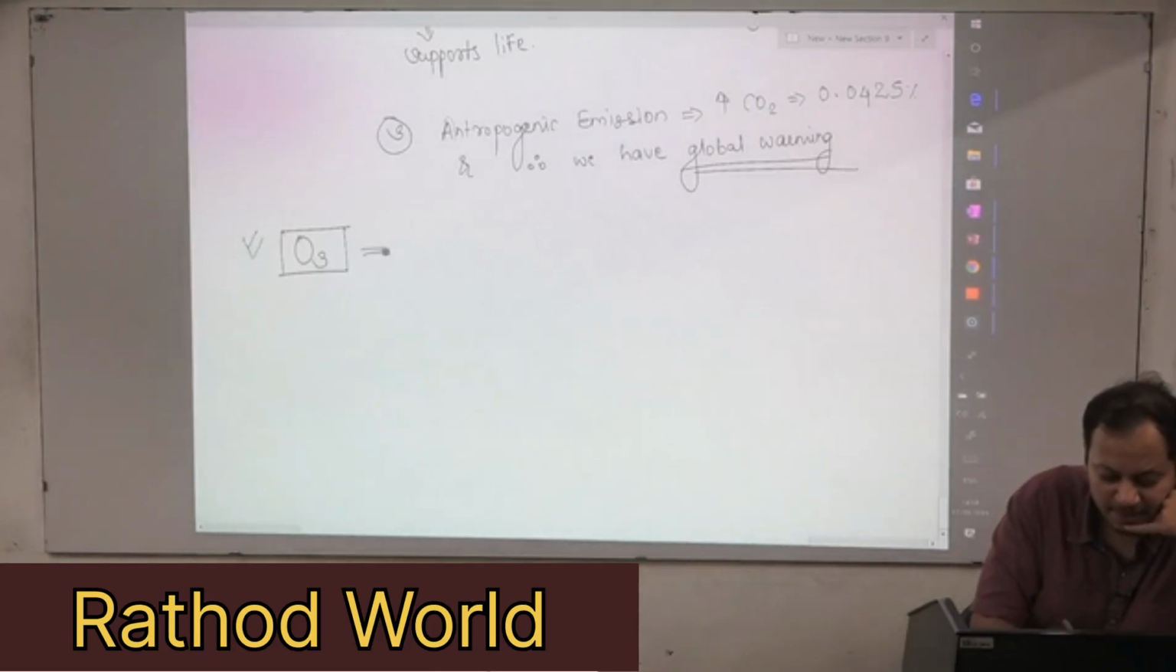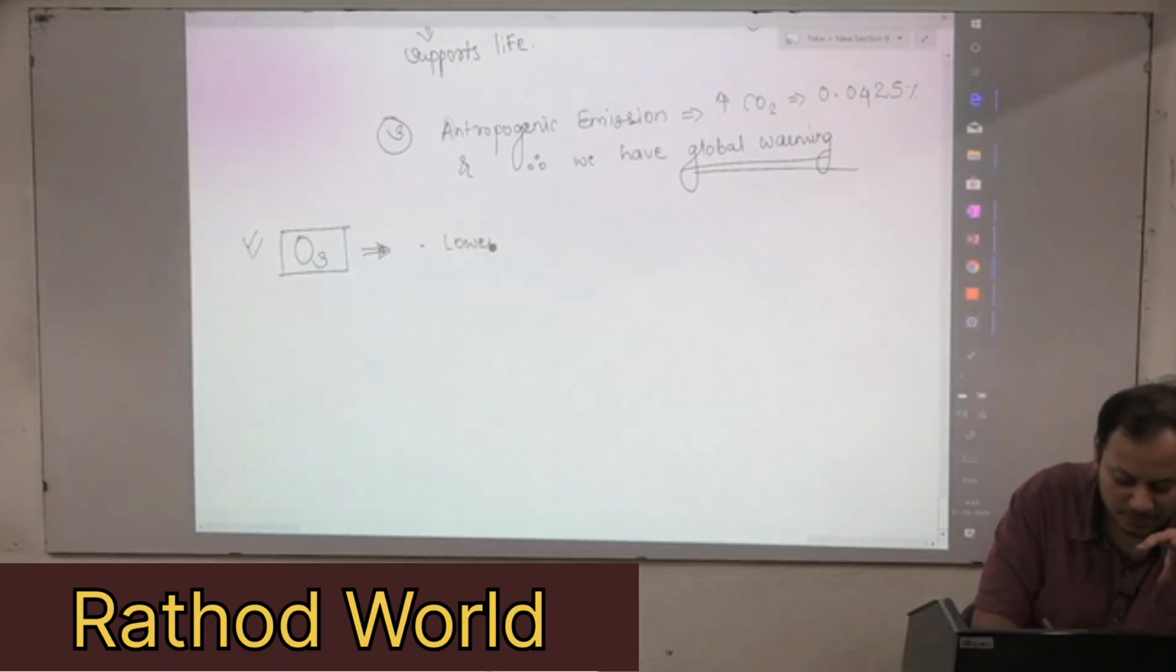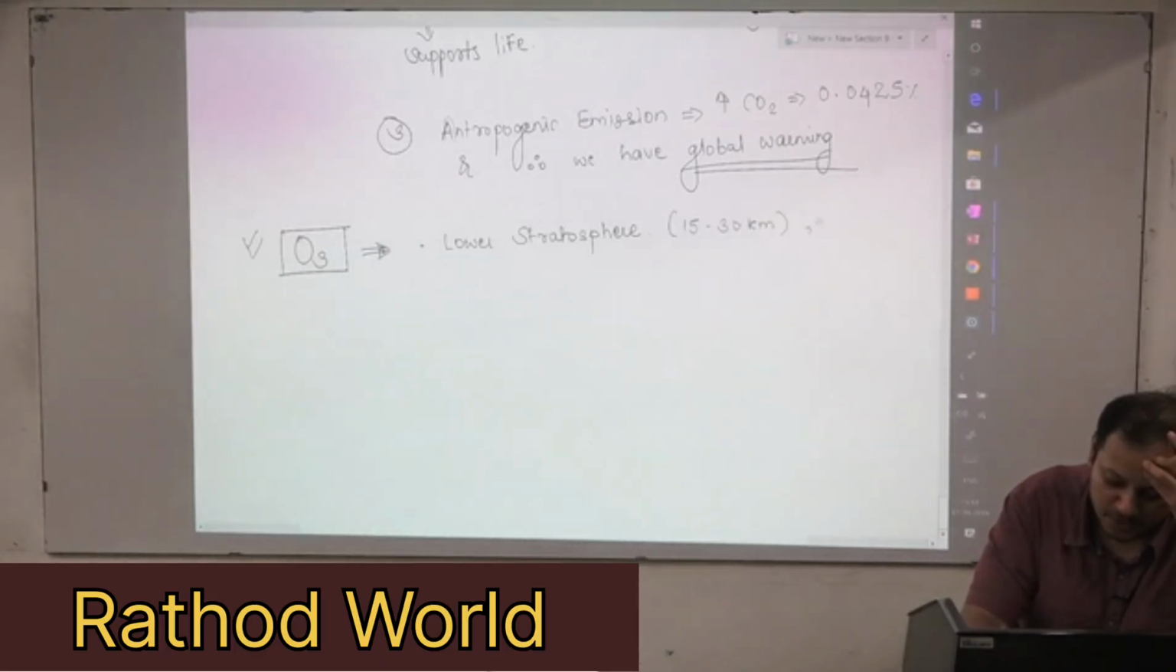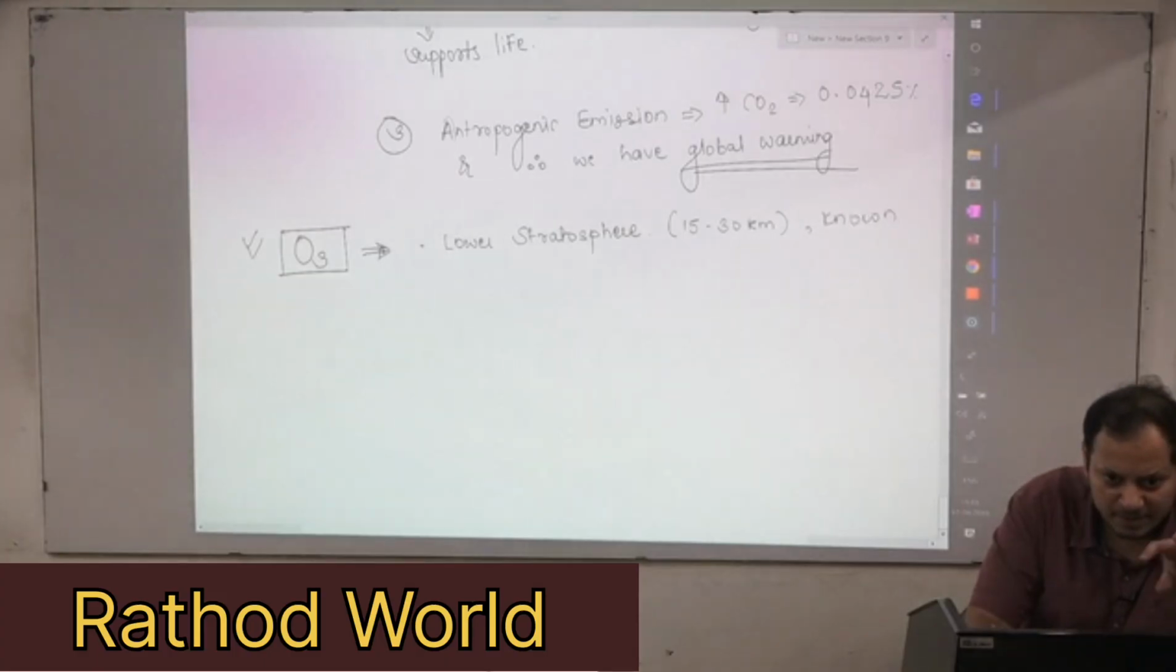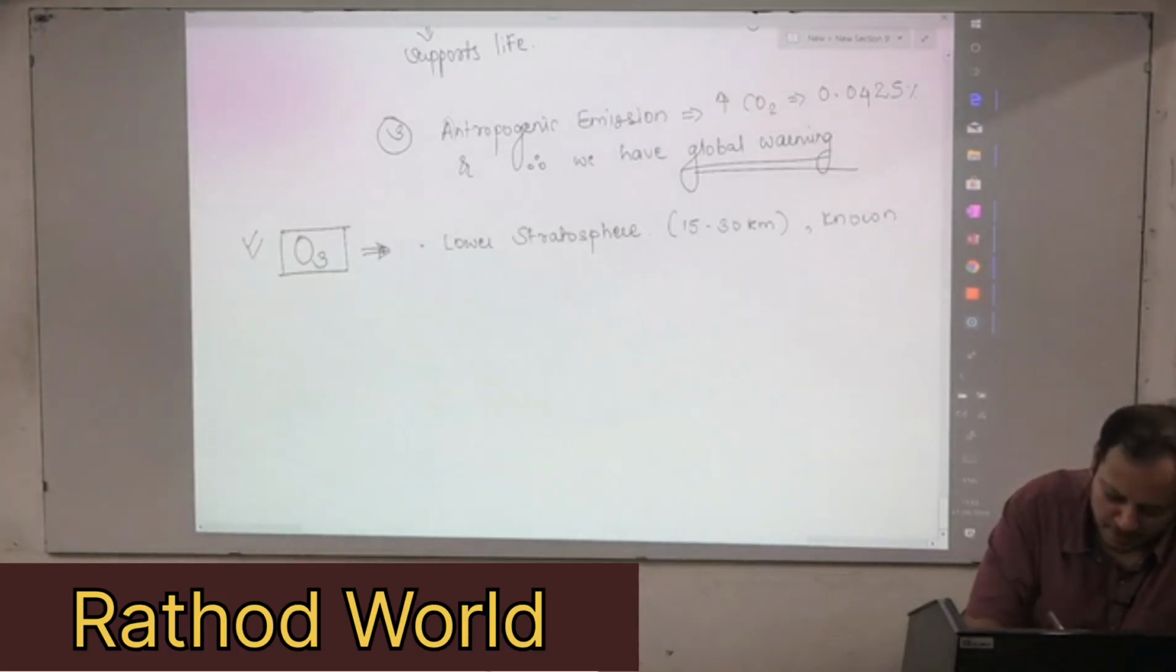Where is it? It is not naturally occurring in the troposphere, but it is naturally occurring in the lower stratosphere, between the heights of 15 to 30 kilometers from the ground, which we call the ozonosphere. I guess everyone is comfortable with this. These basic facts everyone knows. Ozonosphere.